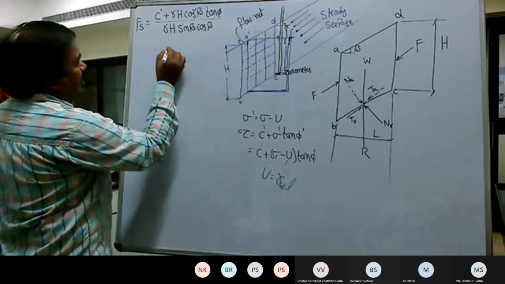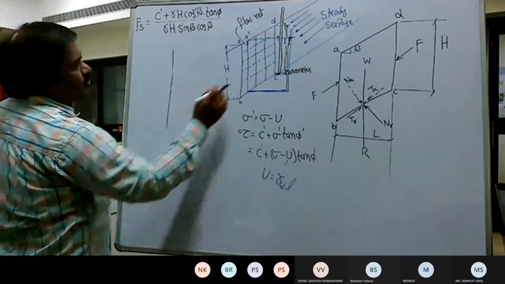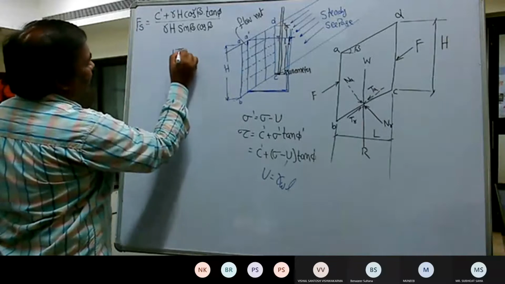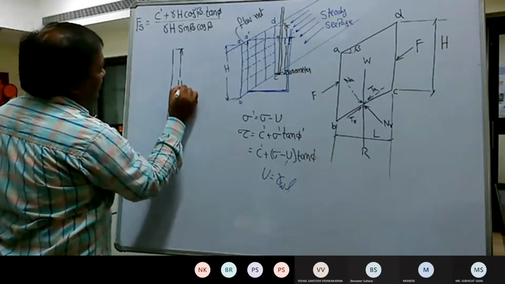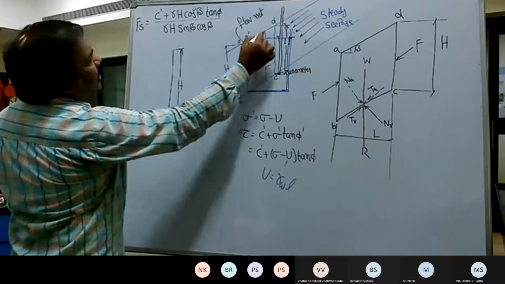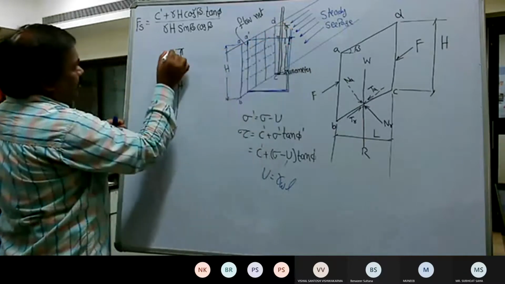For that purpose, you can draw some small triangle. So this is the vertical surface where the total height is capital H. Total height is capital H. Then I take some horizontal line here. You just imagine, so this one.